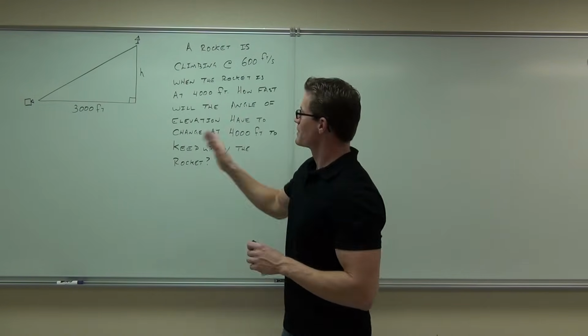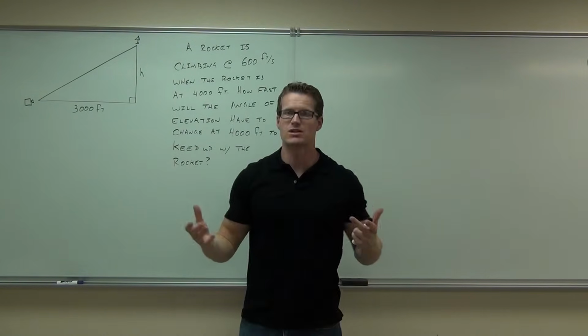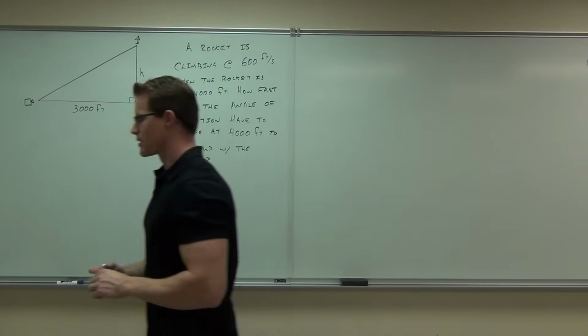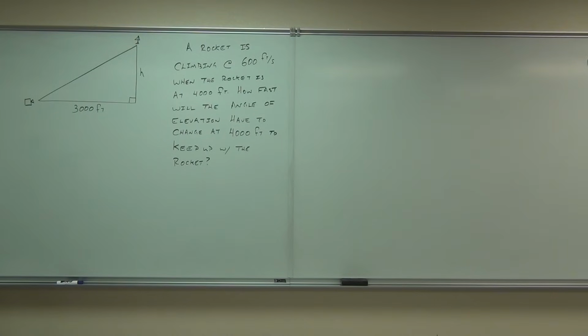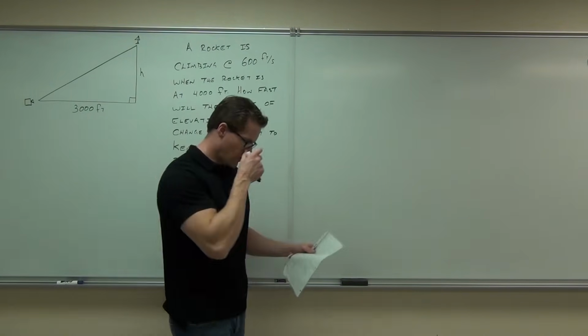Okay, so we've got this rocket flying, it's going to be h feet high. We're going to figure out when h is 4,000 what we're going to be doing on this. But when we come up with our problem here, I told you there's a few things we need to do. The first thing we've got to do, assign some letters to what we're working with.